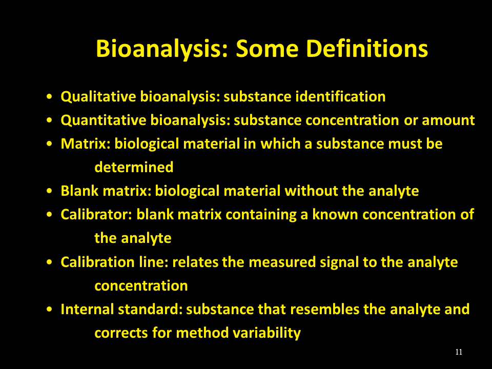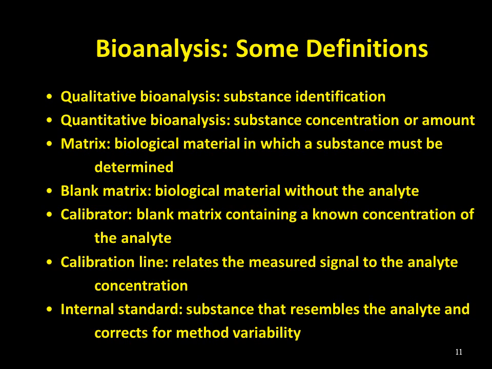This complex biological material is often called a matrix. This is the material in which a substance must be determined. A matrix may be blood serum, blood plasma, urine, or tissue sample. In order to develop a quantitative bioanalytical method, it is important to have a blank matrix. That is, the same biological material but without the analyte. This is not always easy to find because some molecules are endogenous and a blank matrix is not available, or molecules are so widely distributed and used that it is impossible to find a blank matrix. In that case, we will resort to other approaches like the standard addition method you will hear about.